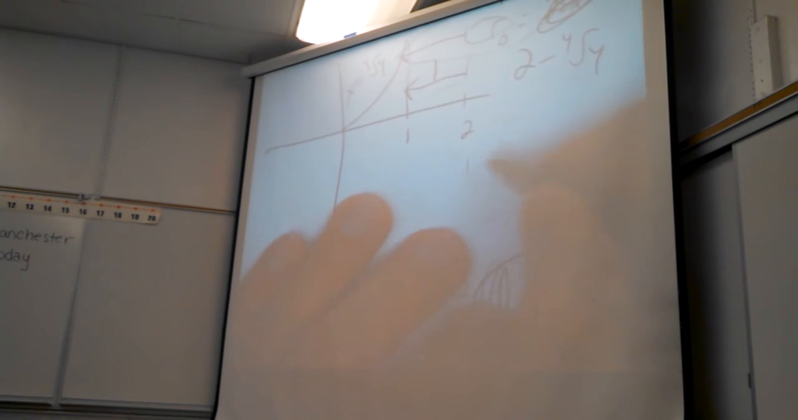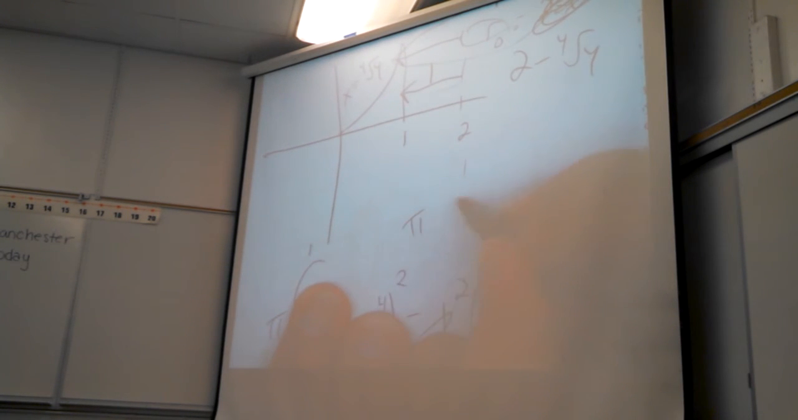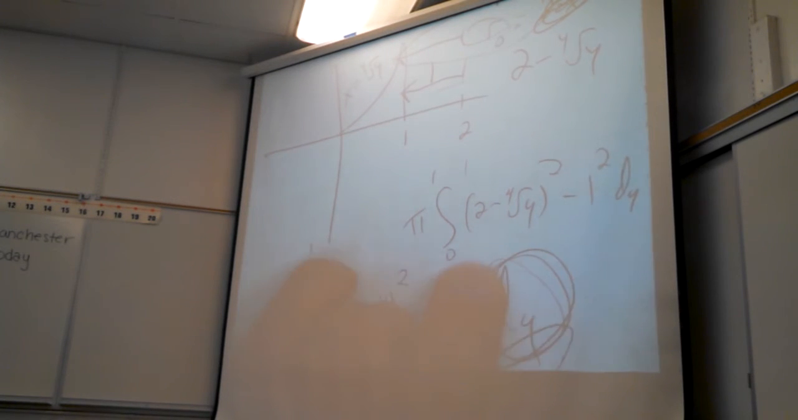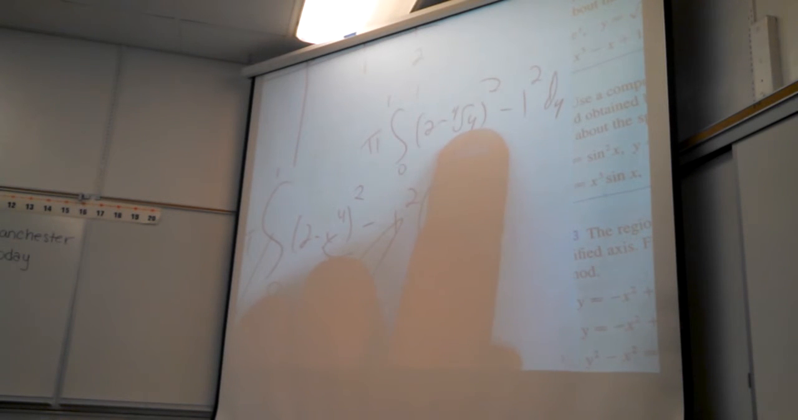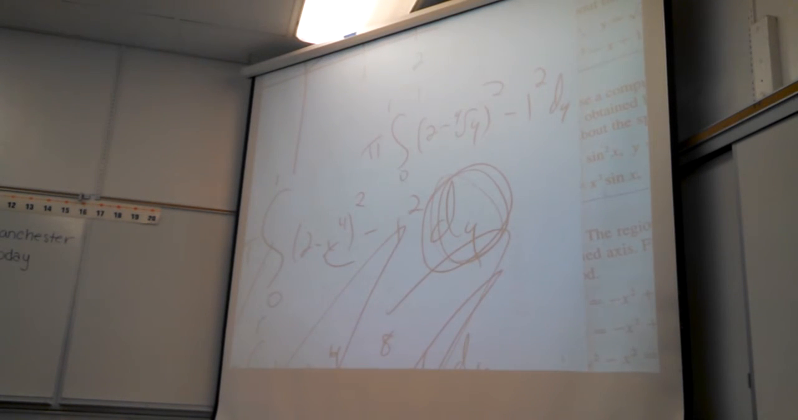And so what should this integral look like? It should look like pi integral 0 to 1 r outer squared minus r inner squared dy. That's still easy from the idea of an integral. Are you guys with me? I can FOIL that out. It's not bad. It's all powers of y. It's easy integration.